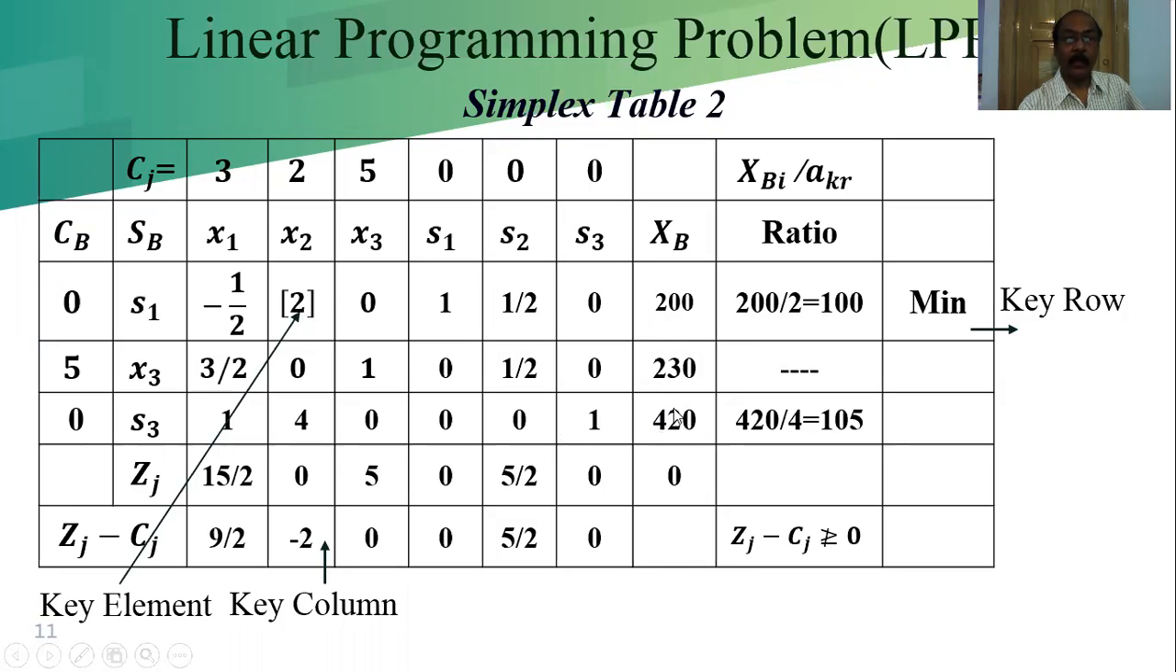The calculation I already showed in the next table, so you can see it properly. So a few calculations are there. The other calculations we have to do with the help of the Gauss elimination formula. New value is equal to old value minus the corresponding element in the key column into the corresponding element in the key row, multiplied and divided by the key element.